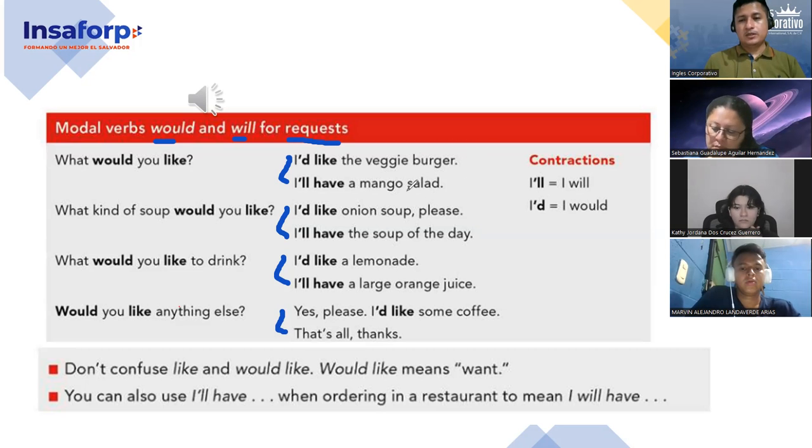All of this, right? And we can use would or will when it comes to making a request. There is one also important thing, if you notice. When I have would, I would, siempre va a ir el verbo like. Yes? So I'd like. And when I have will, like this one, I'll, siempre va a ir el verbo have. I'll have, okay?